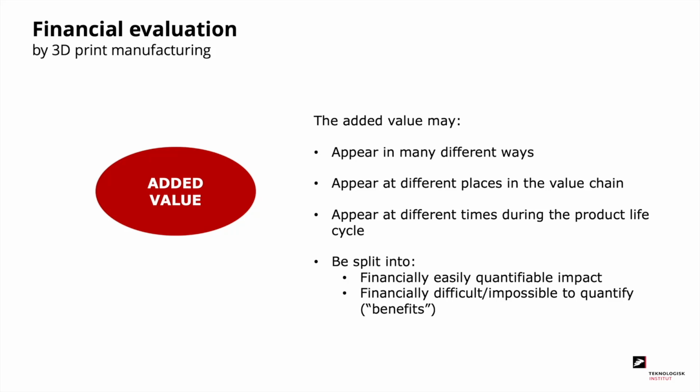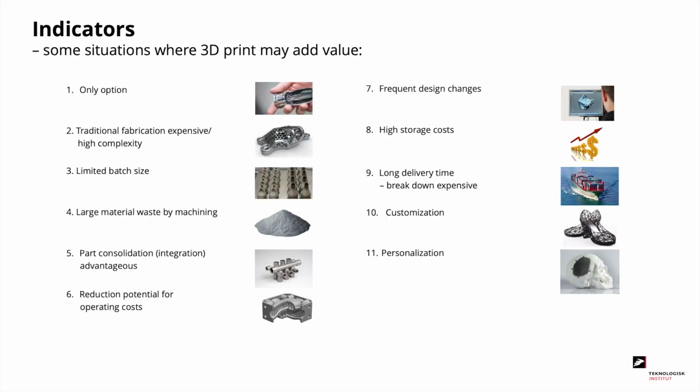They may appear at different places in the value chain, and at different times during the product life cycle. Both the value chain and product life cycle I will describe later in this video. And the added value may be split into impact which is financially easy to quantify and impact which is difficult or even impossible to quantify. You can call them benefits. On this slide, we specify some situations where 3D print may add value. Not always, but it may.